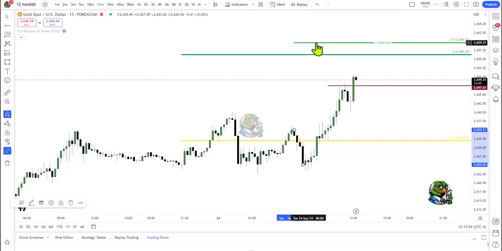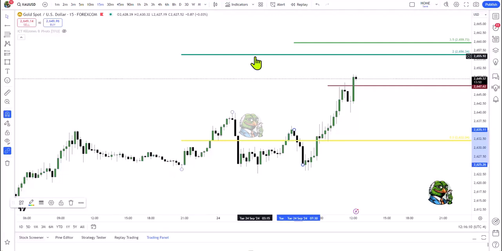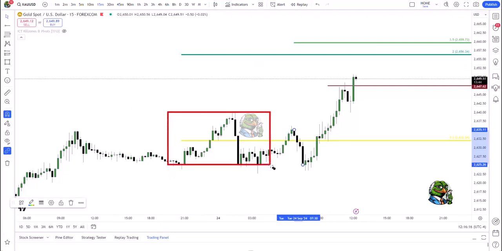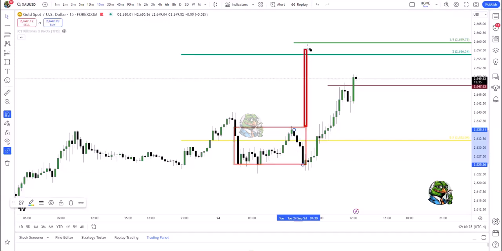And then for this target, I've just taken the manipulation leg of this move down, which is basically just another rectangle within the bigger rectangle. So again, just for confluence, this is a bigger rectangle, and then this is just a smaller rectangle within there, another range. I've just projected that up by a larger factor that I like to use, a range that's greater than a range projection, and I got that target.